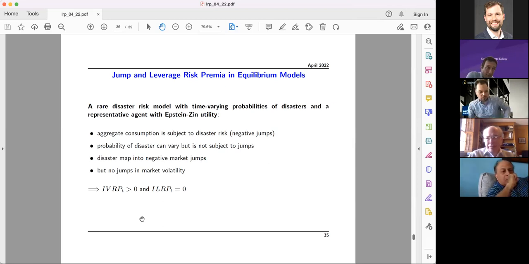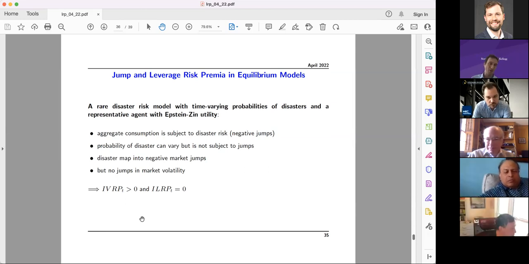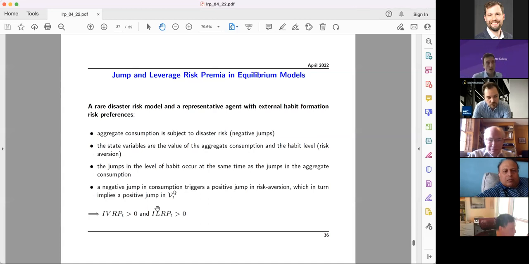And in that kind of model, with relatively general preferences, the equilibrium price will have jumps, but volatility will not have jumps. So you just have consumption growth jumps, and nothing happens in the volatility. And so it's not going to generate this second channel of the leverage effect, which we are really after. Now you can get an alternative model, which is basically the habit formation type model in continuous time.